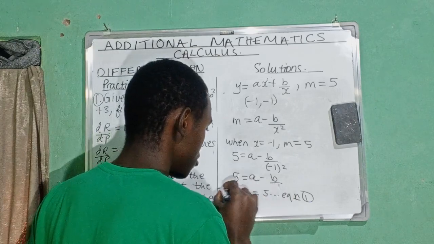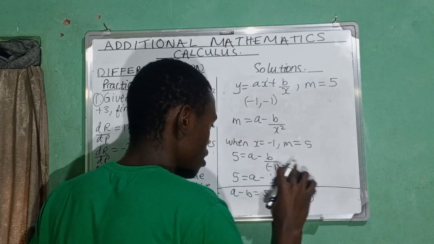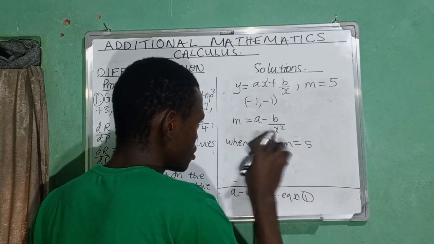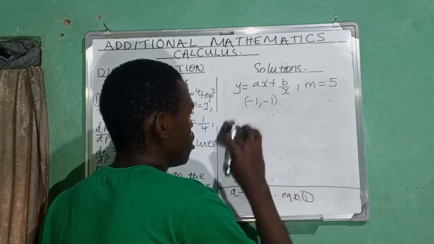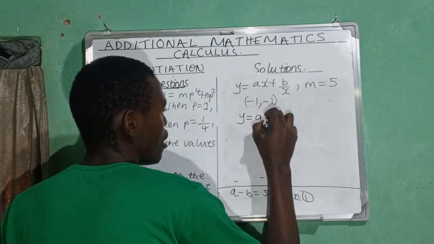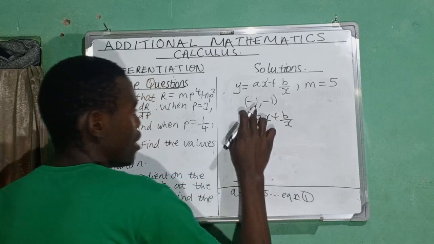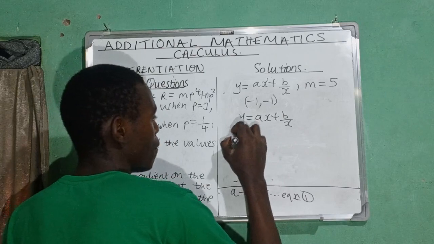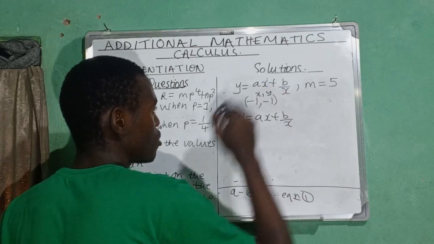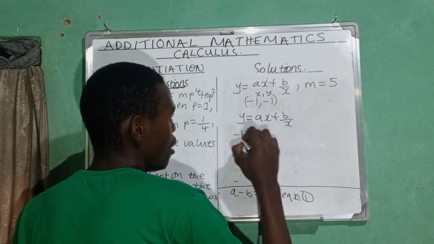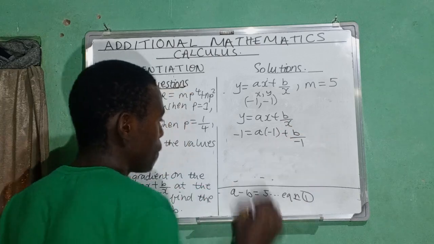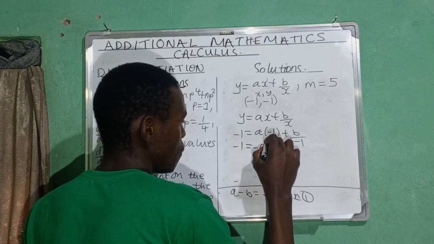So now we proceed to find equation 2. We have y is equal to ax plus b over x. Then the coordinates are there, so -1 for the x coordinate, and -1 for the y coordinate. So -1 is equal to a times -1 for the x, plus b divided by -1. So -1 is equal to -a minus b.